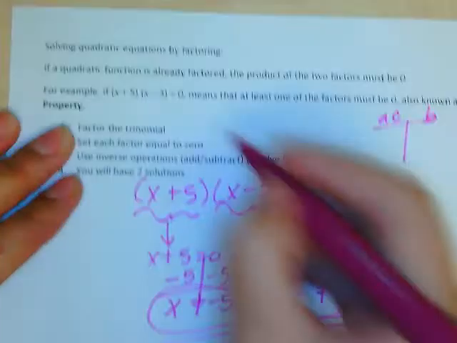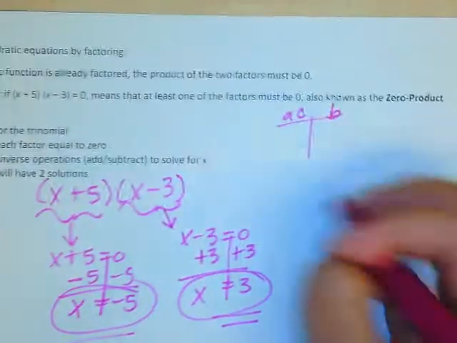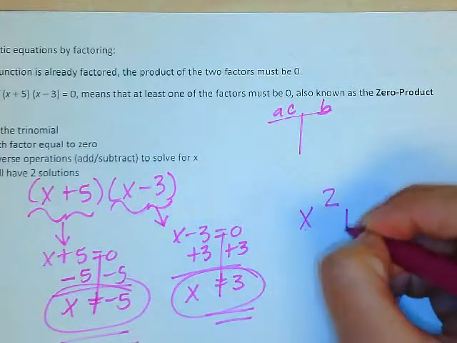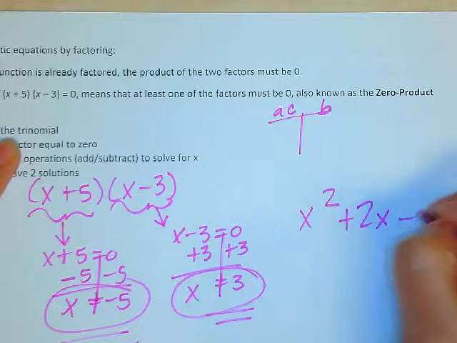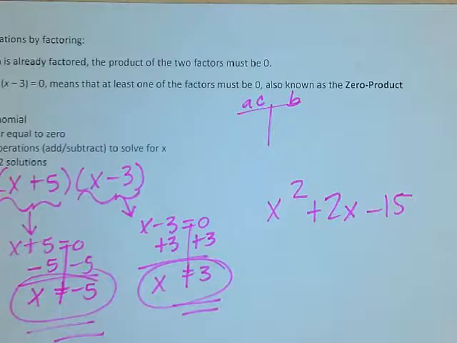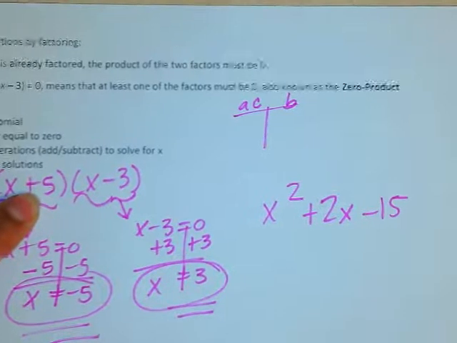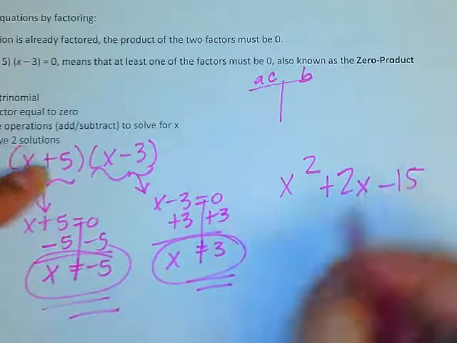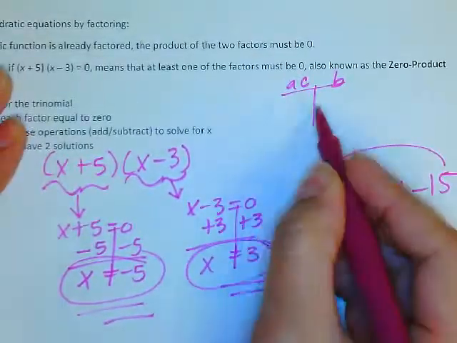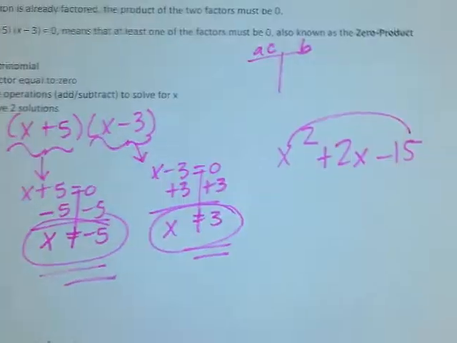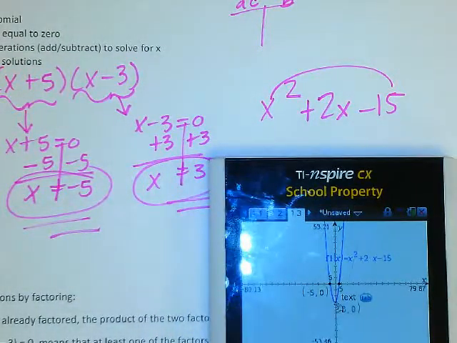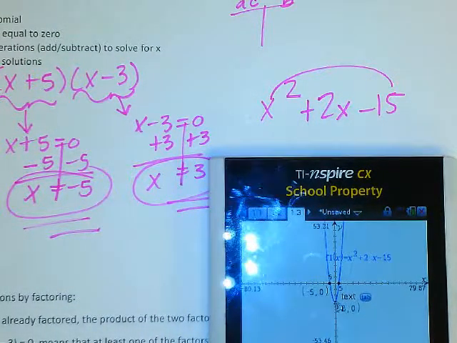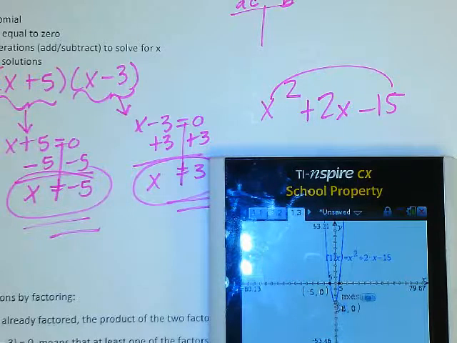Okay, so this one, the original equation was x squared plus 2x minus 15. Okay, so that's how we got the 5 and the negative 3. From there we factored it, and we got these two factors. To check your work, you can use the calculator. So let me clear this up really quick.